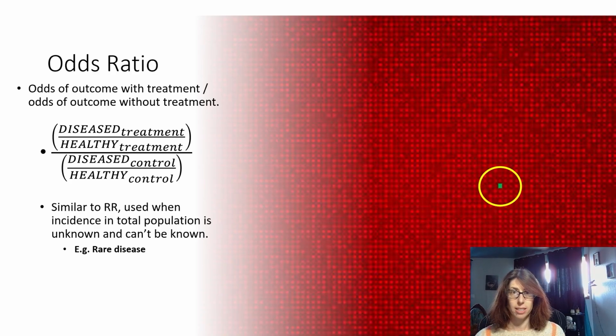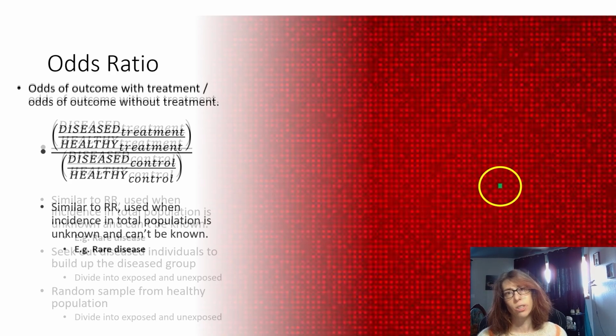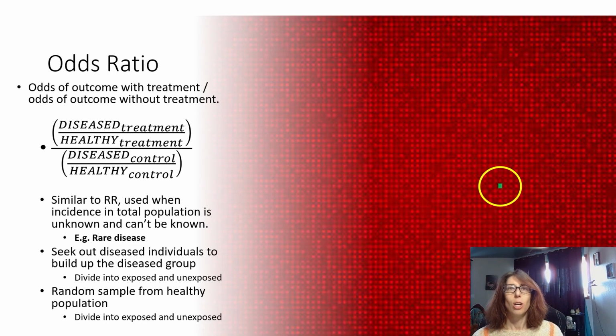Odds ratio calculations allow for non-random samples where a disease is rare. Keeping with our colon cancer example, we would intentionally select diseased people. We'd seek them out. And then we would determine how many of them were exposed to a particular treatment or a particular hazard of interest. So, for example, out of all the diseased individuals, how many were exposed to the medicine we're studying? Next, we would take a random sample of the healthy population and see how many are exposed and not exposed to that same treatment or hazard.